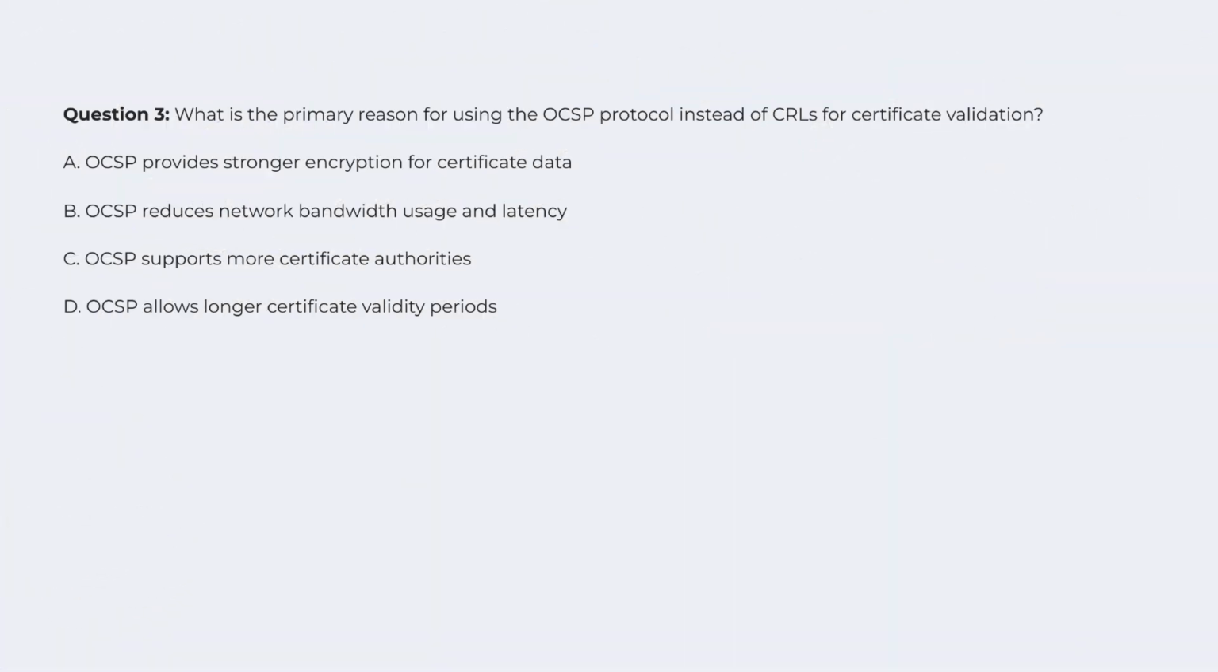Question 3. What is the primary reason for using the OCSP protocol instead of CRLs for certificate validation? A. OCSP provides stronger encryption for certificate data. B. OCSP reduces network bandwidth usage and latency. C. OCSP supports more certificate authorities. D. OCSP allows longer certificate validity periods.